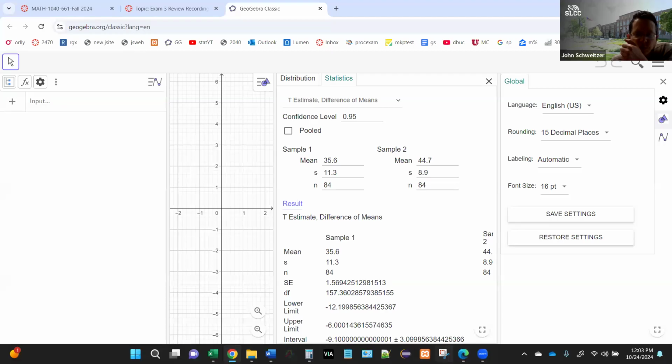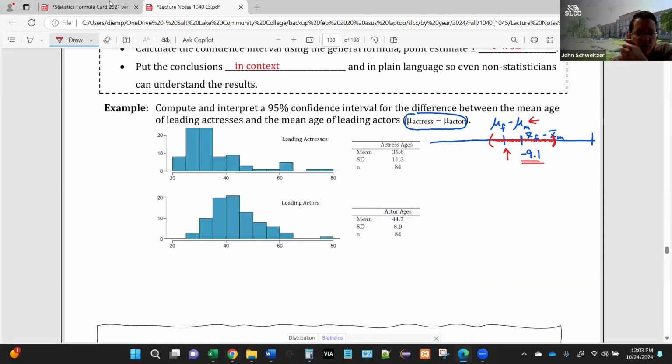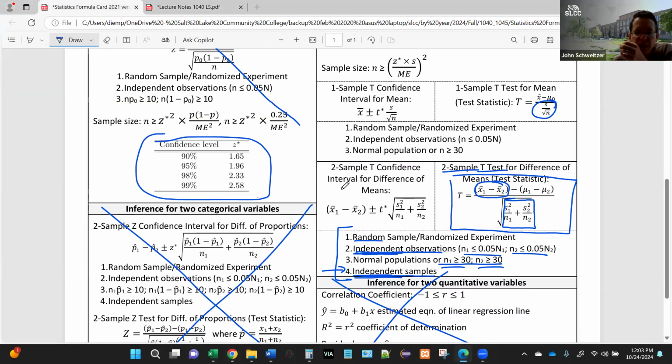Let me run back to the formula card real quick just to show you what GeoGebra is doing. I don't expect you to do this by hand. You can if you want, but it's not really the focus of our class. So the midpoint, the point estimate, is that negative 9.1, and then we're going to go plus or minus the margin of error. That's the formula for the margin of error.